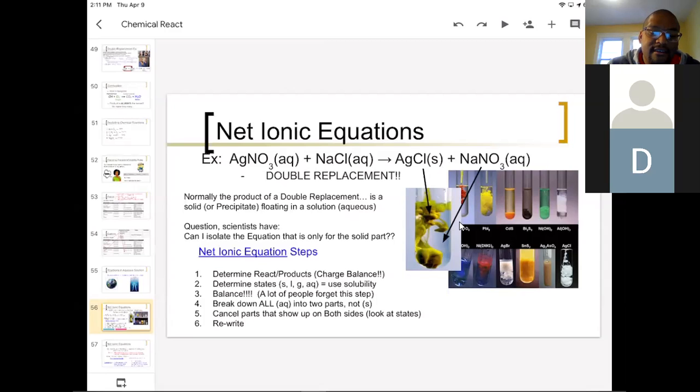Then you want to balance it. A lot of people forget to balance it, and then they mess up. Then what you want to do is break down all of the aqueous species into different parts, and make sure that we can navigate that. Then you're going to cancel the parts that show up on both sides, and then you're going to rewrite it. I want to go over the steps because the steps can be a little bit tricky.